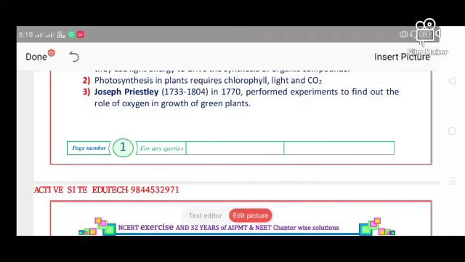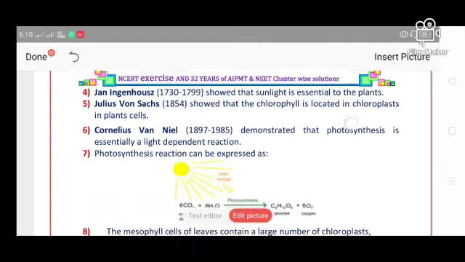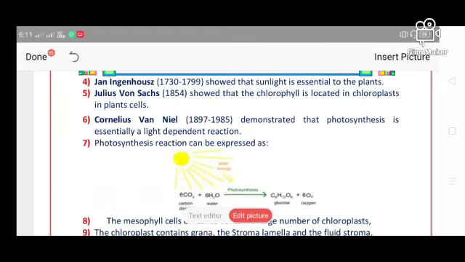So Joseph Priestley is one of the most important scientists in the 18th century, who performed the experiment to find out the role of oxygen in the photosynthetic activity. Okay, so next one is Jan Ingenhousz. He showed that sunlight is essential for the plants.